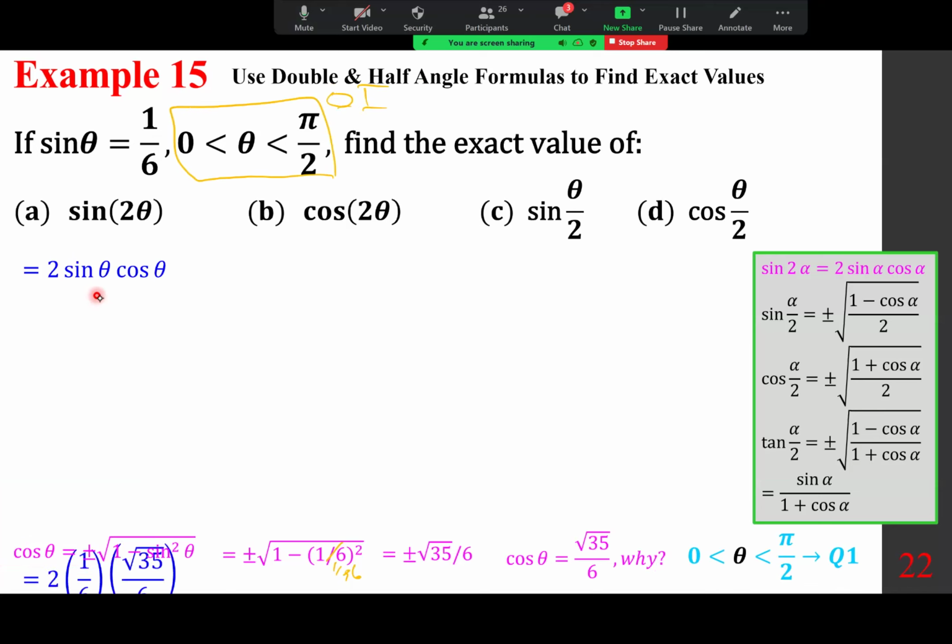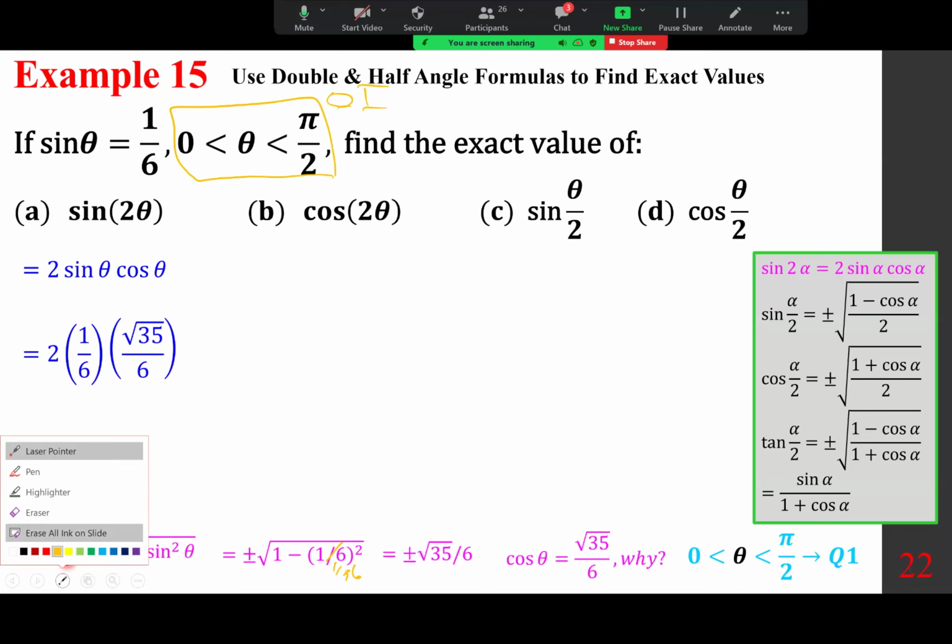Okay, quadrant 1. So you plug in and you get 2 square root of 35 divided by 36. However, you can just say 2 is gone and this is 18. And you have the answer as square root of 35 over 18.